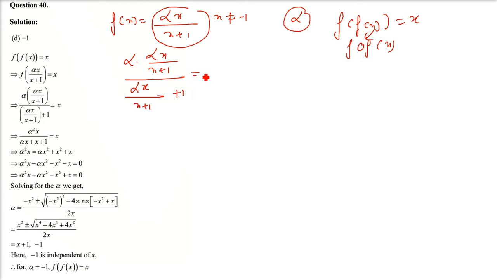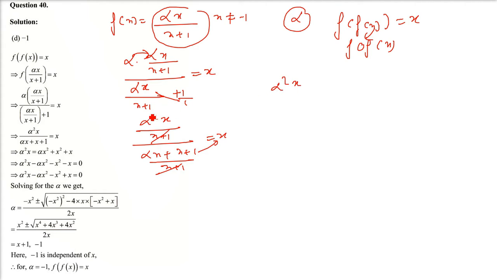So let us solve this, because for what value it is going to be equal to x, we have to equate it with x. So what do you get? Alpha square x by x plus 1. Denominator you get alpha x plus 1 divided by x plus 1, and this is equal to x. Now cancel this x plus 1 from numerator and denominator and just multiply this. So you get alpha square x, and on the right hand side multiply x with this one, alpha x square plus x.